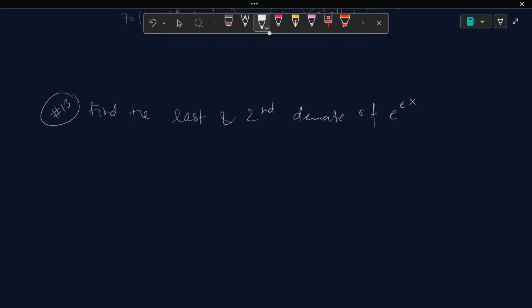Now let's go ahead and take the first derivative. Let's say you have a function given to you like y equals e to the x. What's the first derivative of this one? This is basically a chain rule, right?